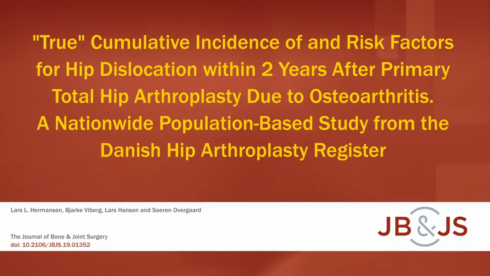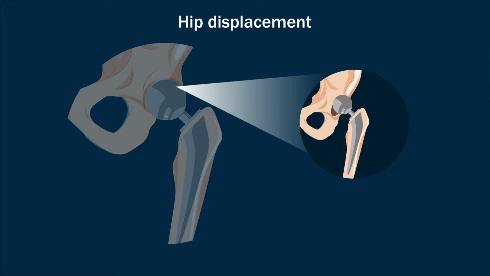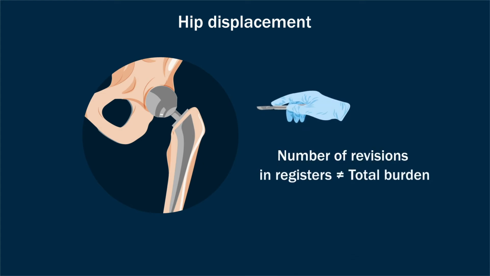This is an audio-visual representation of a study published in the Journal of Bone and Joint Surgery in 2021. Hip dislocation is one of the most common causes for revision of total hip arthroplasty or THA implants, and the number of revisions registered in national arthroplasty registers do not reflect the total burden of this complication.